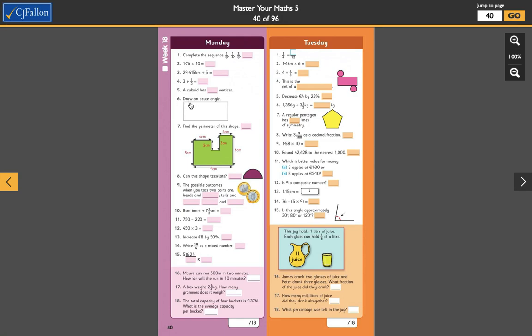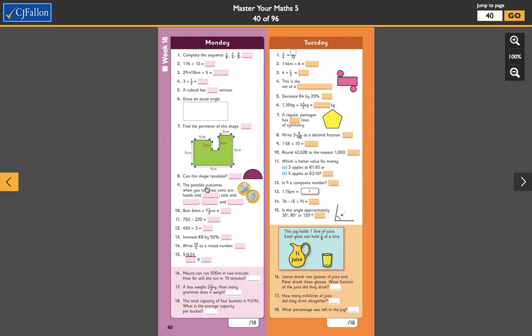Number 6. Draw an acute angle, so less than 90. If you have a protractor, it's going to be all the more accurate. Number 7. Find the perimeter of this shape. So for perimeter, you're just adding all of the sides together. Number 8. Can this shape tessellate? Can it go alongside another shape and fit side by side without overlapping or leaving gaps?